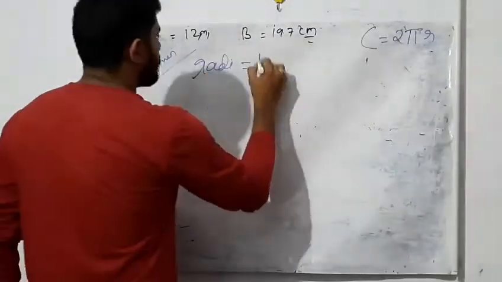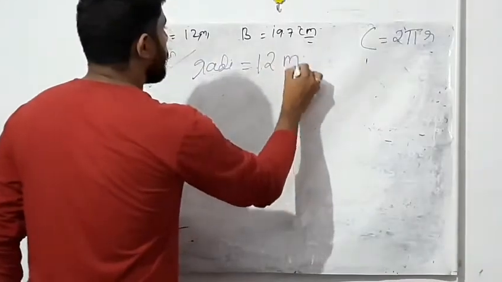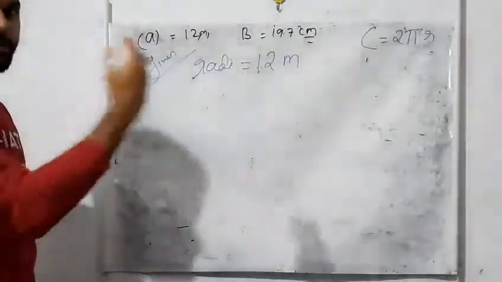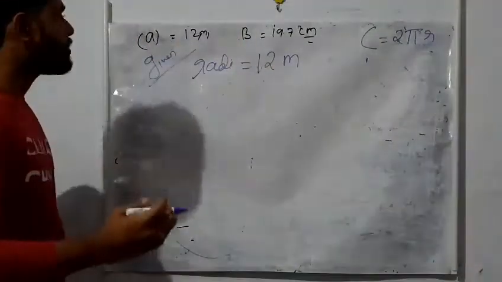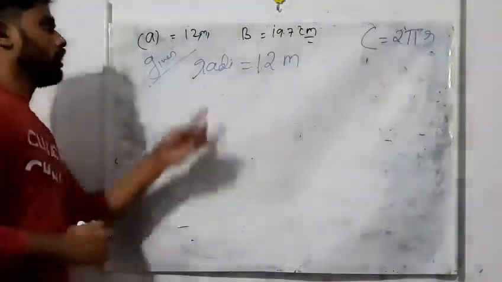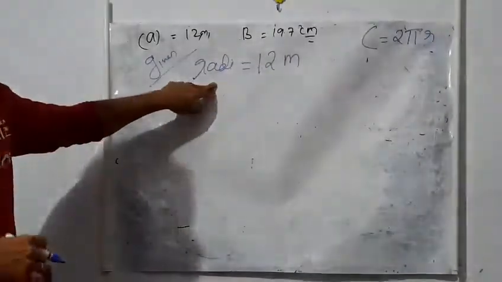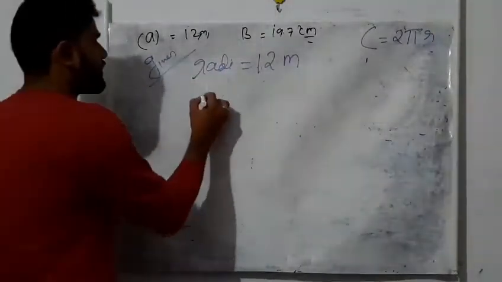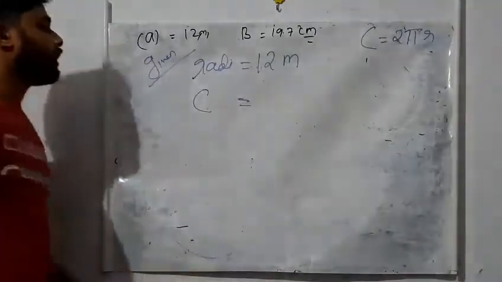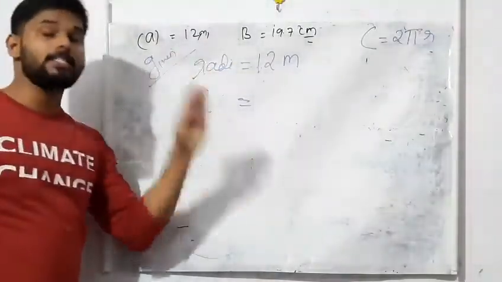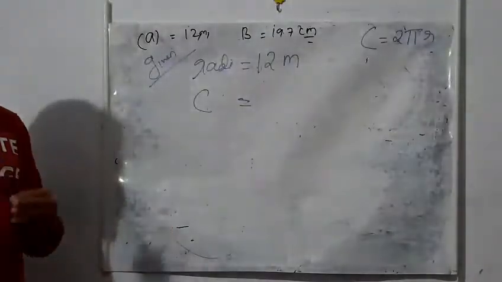Radius how much? That is radius 12 meter. Radius means 12 meter. So what do we have to find out? We have to find out the circumference. We know if the radius is given, then we have to find out the circumference.